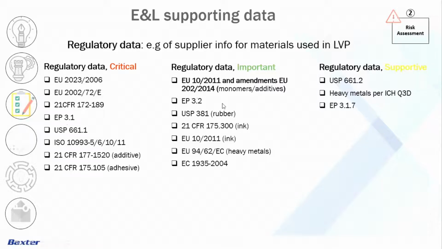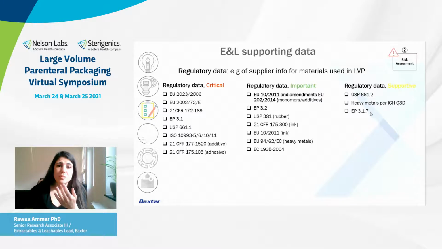Also, if there is a print or an ink on the label, it will be important to get the specific requirements for that, or the heavy metals per EU, or ICH Q3D if possible. And if we have PVC, it will be very helpful to get the compliance with EP 3.1.7.